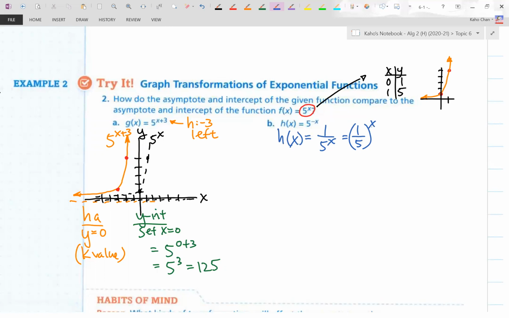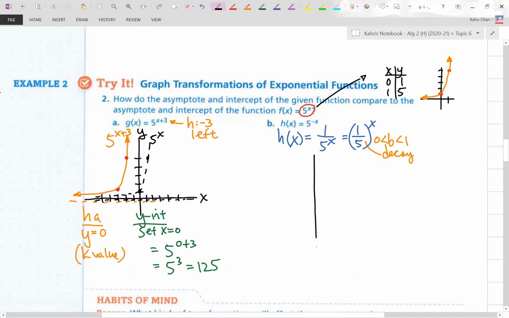So this is kind of interesting. We've just uncovered your base. Your base is 1/5. This is decay, ladies and gentlemen. This is your b value. Your b value is between 0 and 1. Definitely decay, all right? Let's draw it. Kind of a crazy twist on everything, isn't it? So let's put in our parent graph again.